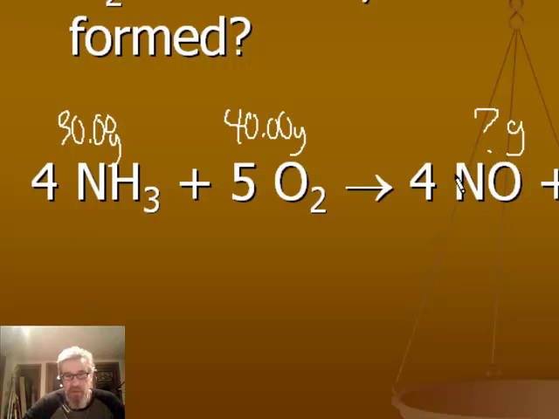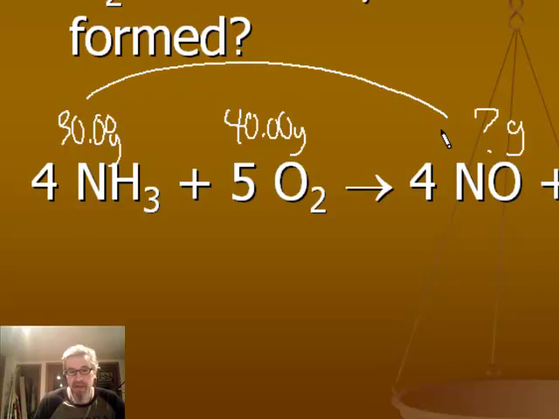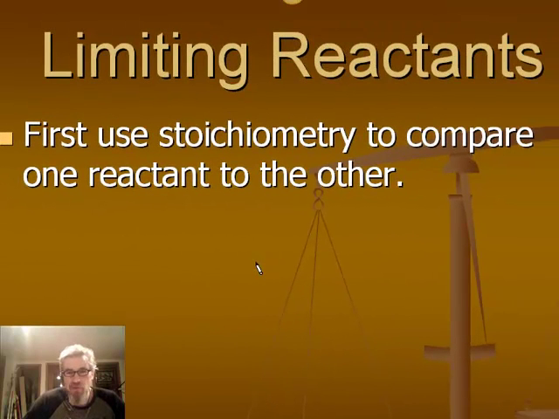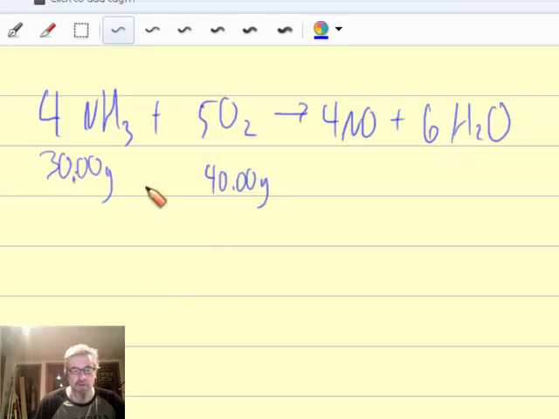Well, this is a more complicated problem than we've encountered before, because if I start out with 30 grams of ammonia as my starting point, I might get a different answer for how much NO gets produced than if I started out with 40 grams and determined how much NO gets produced. So let's have a strategy for solving this kind of a problem. The first thing you want to do is use stoichiometry to compare one reactant to the other, just like we've been doing. So here's what I know.